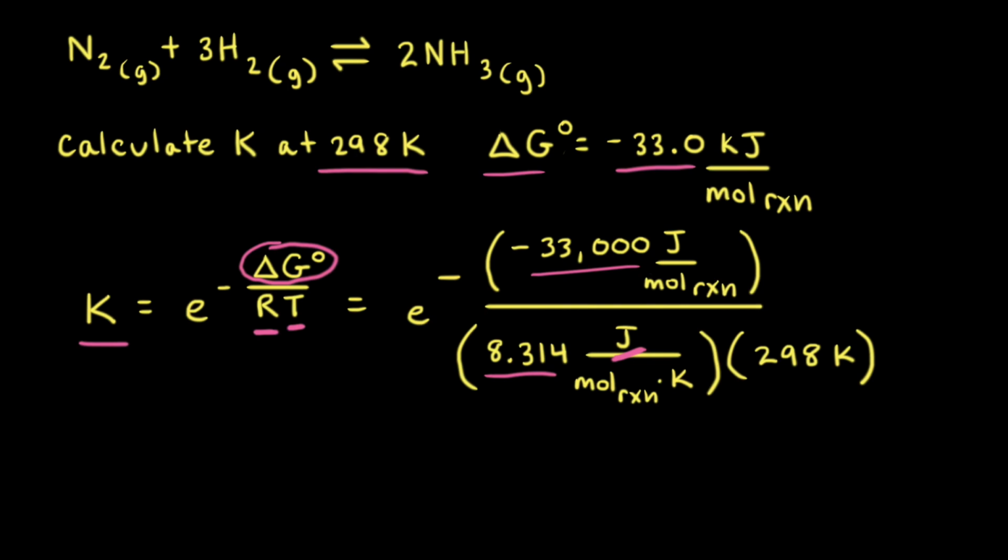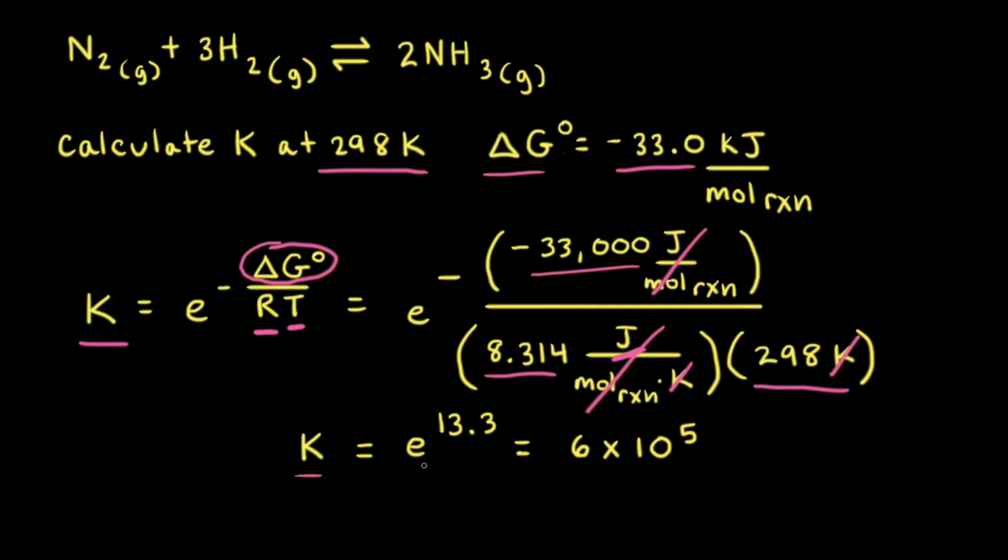3 significant digits. And once we plug in our temperature of 298 Kelvin, notice how Kelvin cancels out and also joules per mole of reaction cancels out. When we do the math, we find that the equilibrium constant K is equal to e to the 13.3 power, which is equal to 6 times 10 to the 5th. Notice how equilibrium constants don't have units.